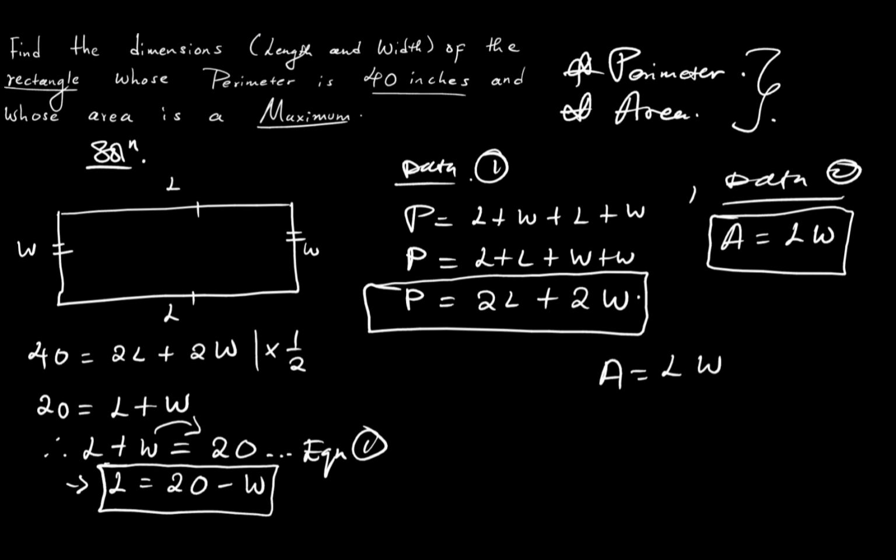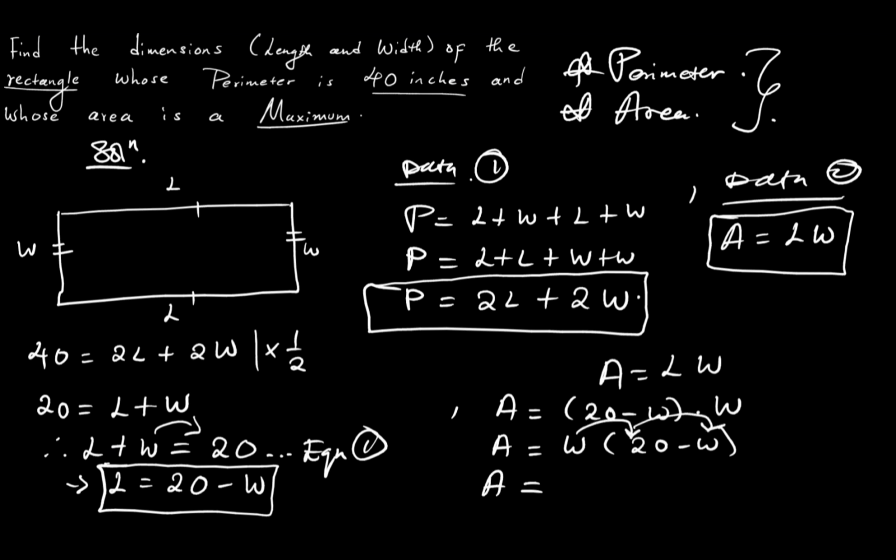Now that I have the value of L, I would say area is equal to the value of L, which is 20 minus W, times W. Therefore, this is the same as W times 20 minus W. And this W multiplies each particular term in the parenthesis, and we have the area being equal to 20W minus W squared. Now, this could be the same even if you had made W the subject. You still get the same values.